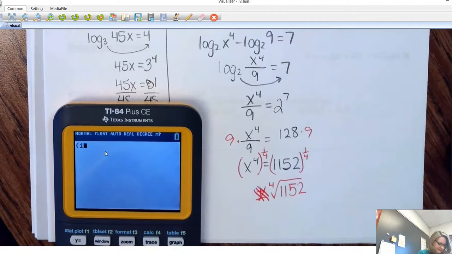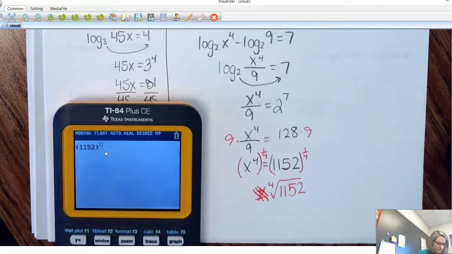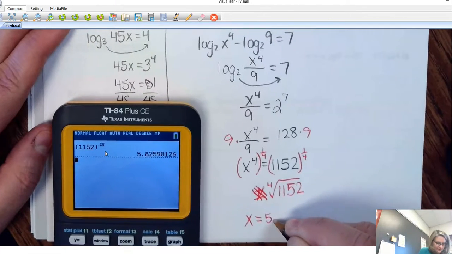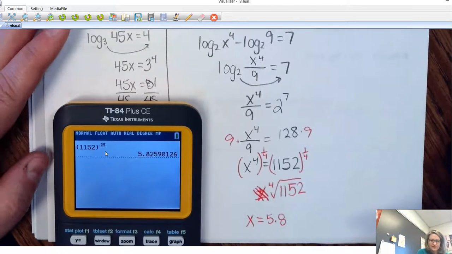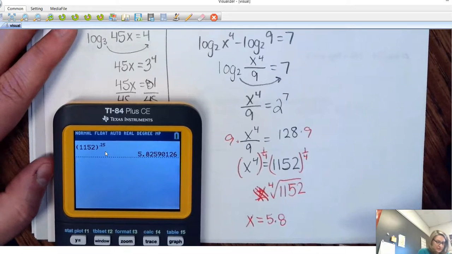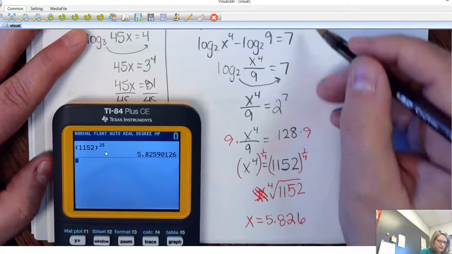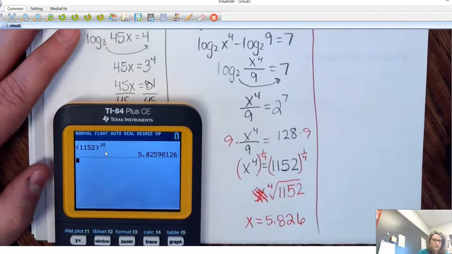So I'm going to do 1152 to the 1/4 power, or 0.25. And so for this one, x is going to be 5. We're going nearest thousandth, so that's 3 decimal places. So it would be 826 for this one. Okay, and then I have one more.